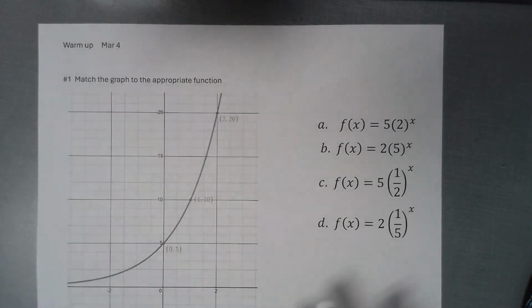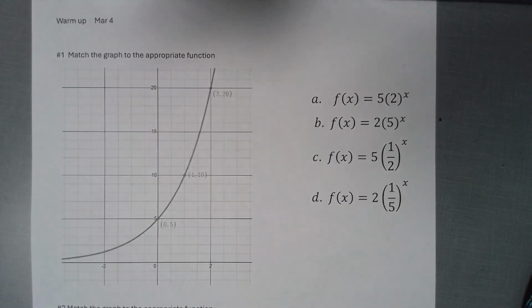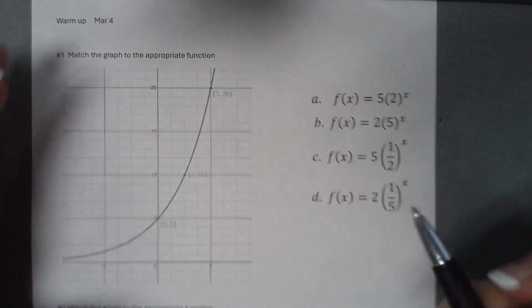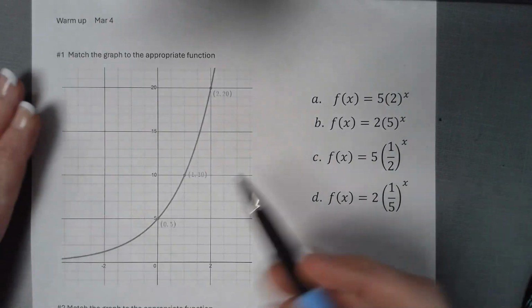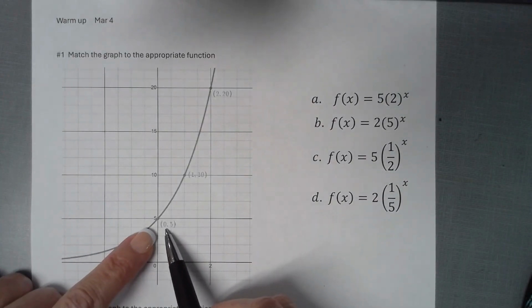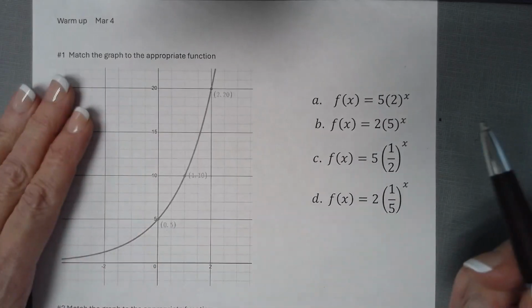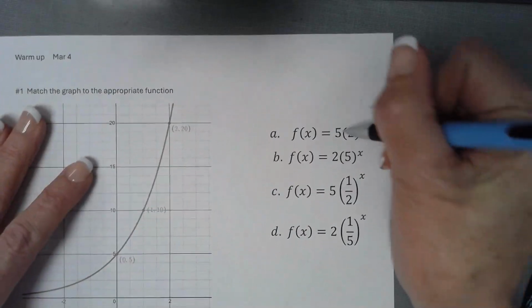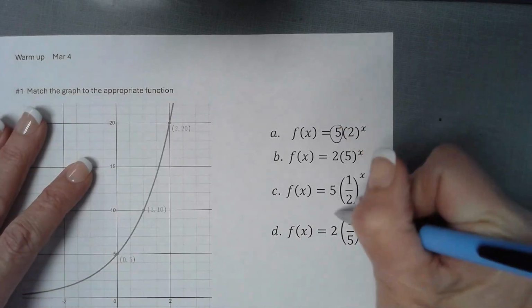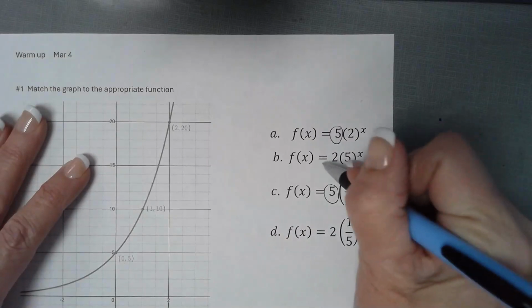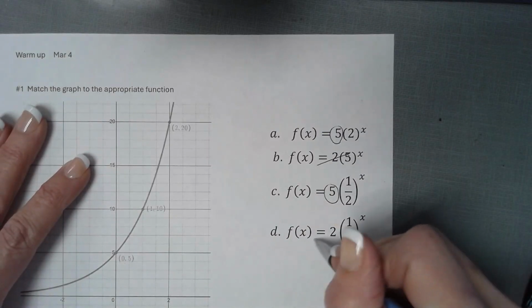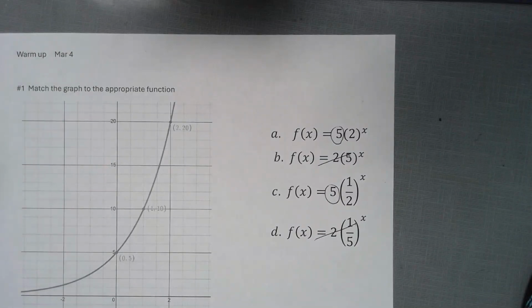Okay, so practicing matching up some graphs. So basically this is an exponential. Hopefully we know that by now. The y-intercept is 5. Okay, and so with exponentials, this coefficient out in front is your y-intercept. So we're down to A and C just by knowing what the y-intercept is.